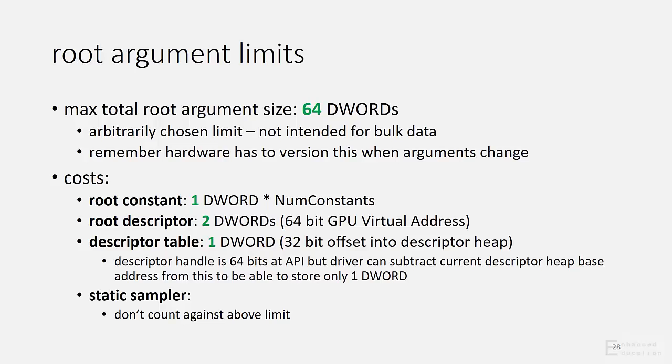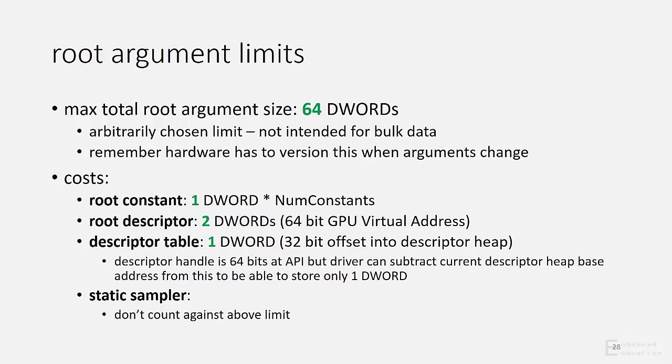So how much root argument space do you get? DX limits the maximum root argument space for a given root signature to 64 DWORDs. It's an arbitrarily chosen limit that's there to enforce the design philosophy for this space, which is that it's not meant for bulk data. That's what the descriptors and descriptor tables are for. And remember from the previous slide that when a given root argument changes, the entire root argument space has to be versioned for the hardware. So having a huge root signature and just changing individual parameters will explode memory usage unreasonably.